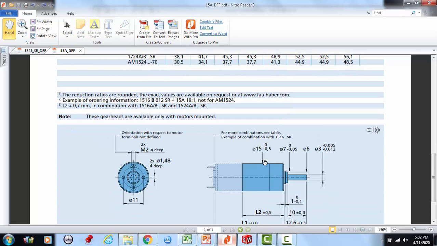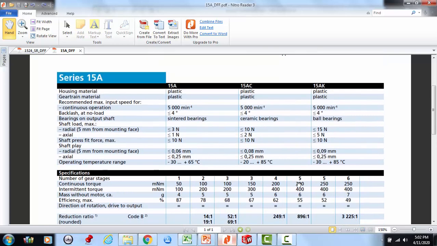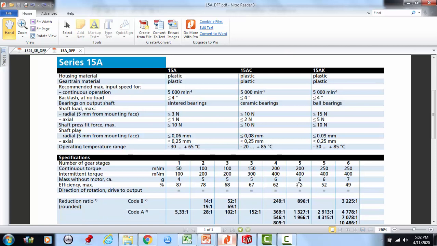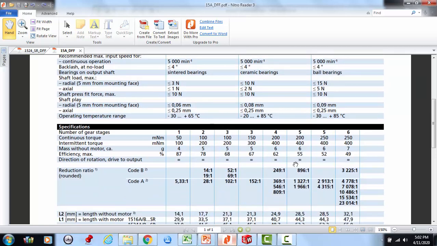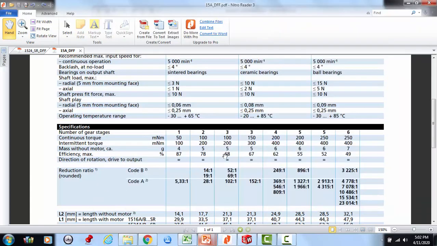This is what it looks like: 15 millimeter diameter connected to the end of the motor. And then it has a 3 millimeter output shaft. So that's what the planetary looks like. Keeps everything on center as well. And the other thing is it's very light, only 5 grams. So that's why I like that one. The efficiency, 68%. That's where I got that from.